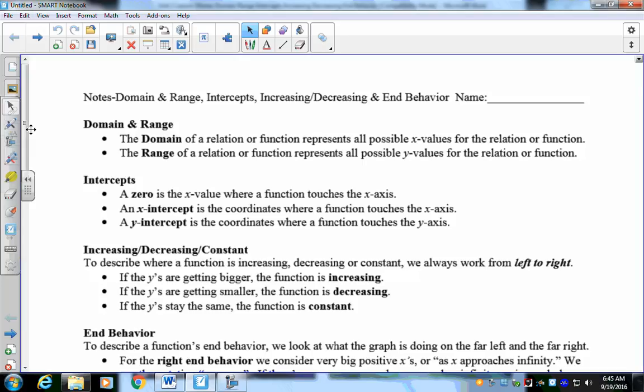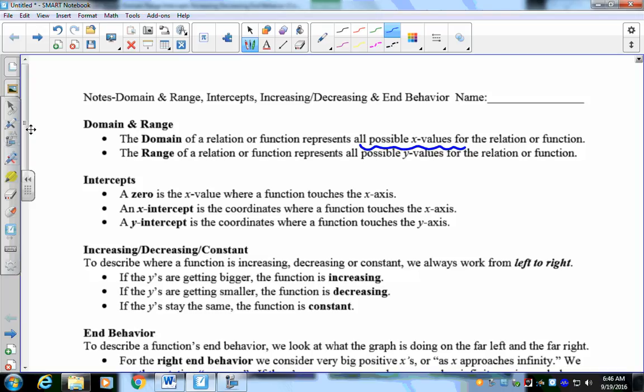Now, domain and range should be reviewed from previous math courses. What might be new is the notation that we're going to use, and we're just going to use set builder notation to identify domain and range. But keep in mind, domain is all the x values, okay? It's all the possible x values for the relation or the function. And something we'll want to keep in mind as we write this is that our quadratics, our absolute values, even our square roots have arrows on them, meaning they're going on forever, in both our x's and our y's.